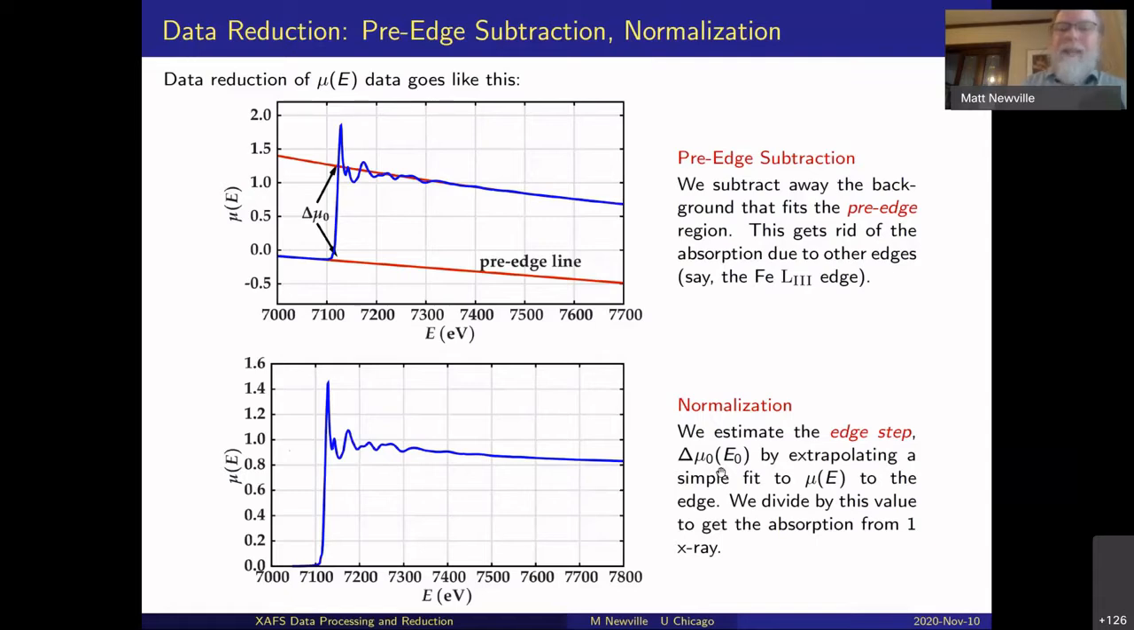When we're doing XANES analysis, how good that normalization is can make a big difference if you're trying to do linear combination or principal component analysis. For extended XAFS, it's not a huge effect. It can affect the absolute value of the coordination number. So getting that right is important, but getting it right to 3 decimal places is not, as we will see.